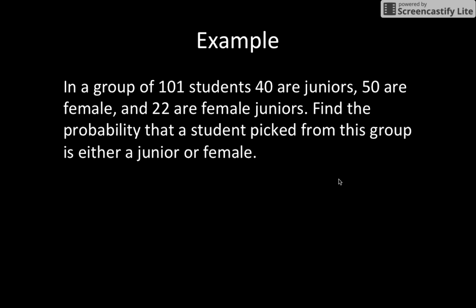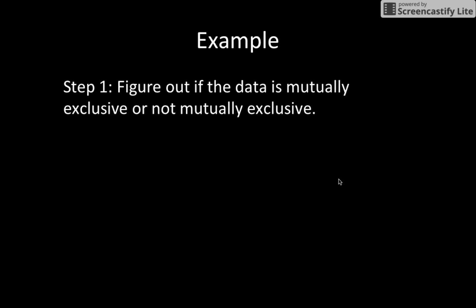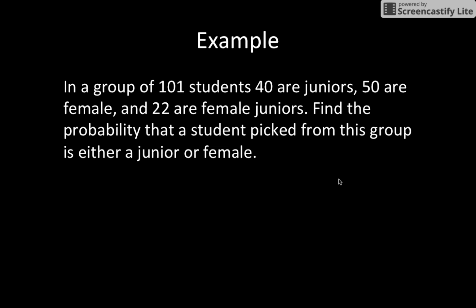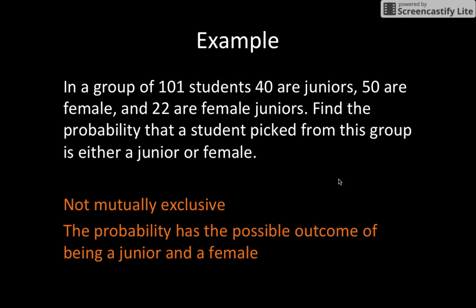For example, in a group of 101 students, 40 are juniors, 50 are female, 22 are female juniors. Find the probability that a student picked from this group is either a junior or a female. So first, you want to start out by finding out if the data is mutually exclusive or not mutually exclusive. So looking back at the problem, we can tell that the data is not mutually exclusive. The reason for this is that the probability has the possible outcome of being a junior and a female.